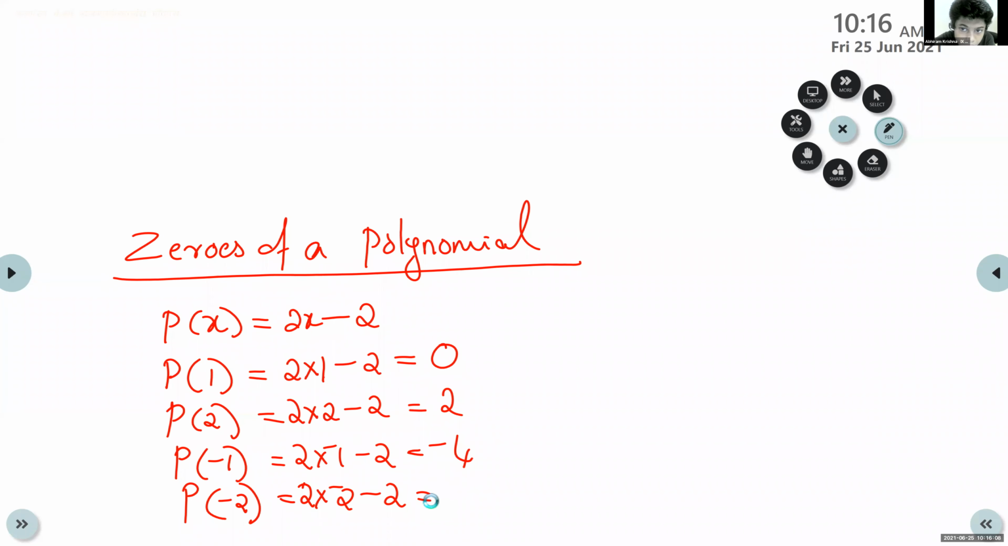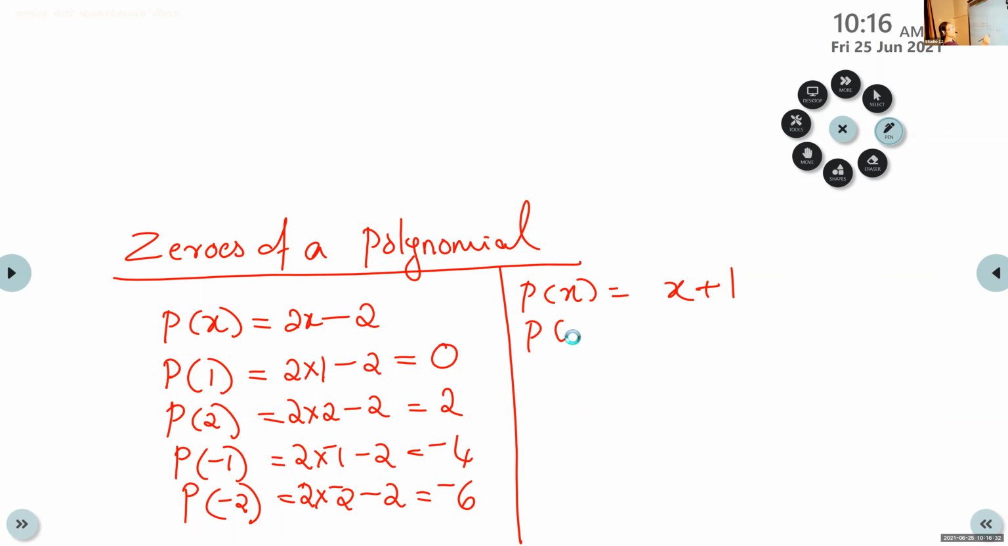negative 2, negative 2, is it negative 2? Nikila, negative 4 minus 2 is negative 6. Now consider another polynomial, P of x equal to x plus 1. What is P of 1 then?